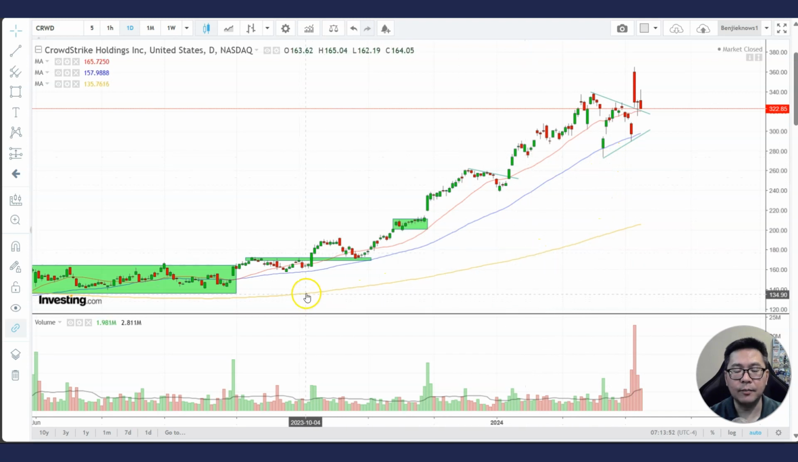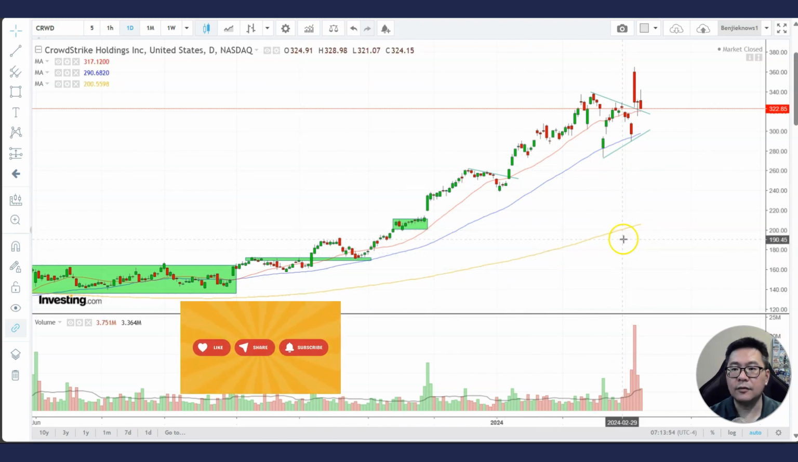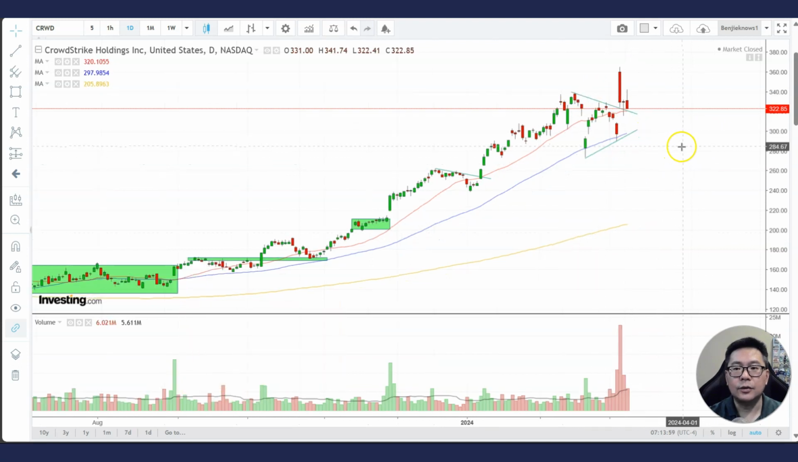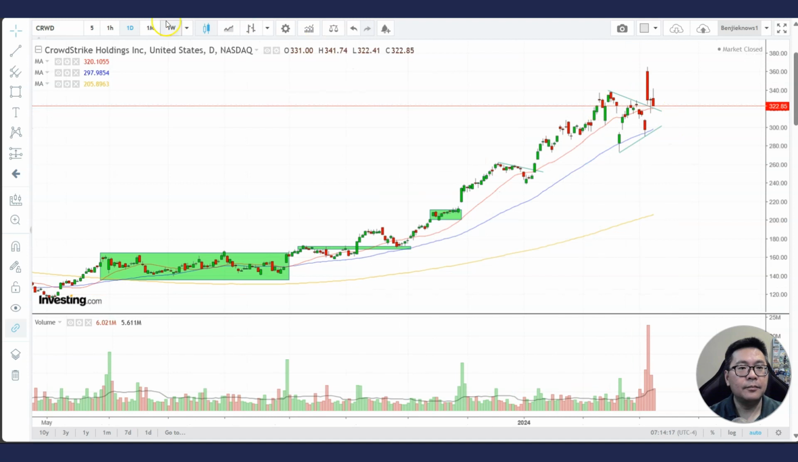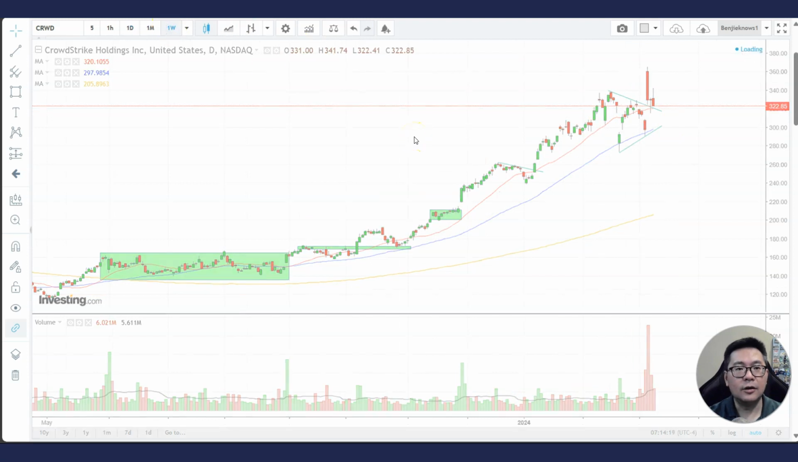And of course, this rising 200 MA tells us of long-term bullishness. Now, the other thing you need to take note of is the triangle. The apex of a triangle can actually give you a hint where the stock wants to go. And if the stock is able to stay above the apex of this triangle, then most likely it's gonna trade sideways or move higher. So let's take a look at the weekly chart of Crowdstrike.